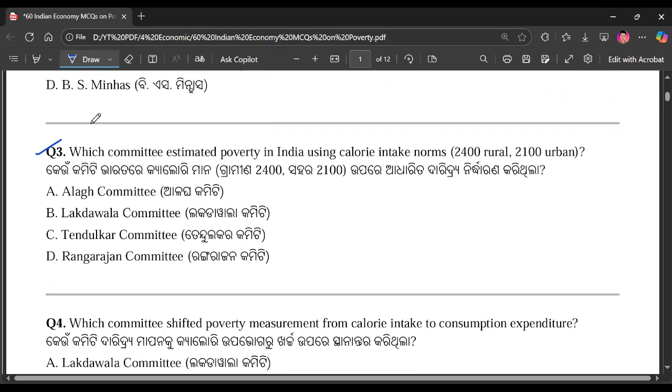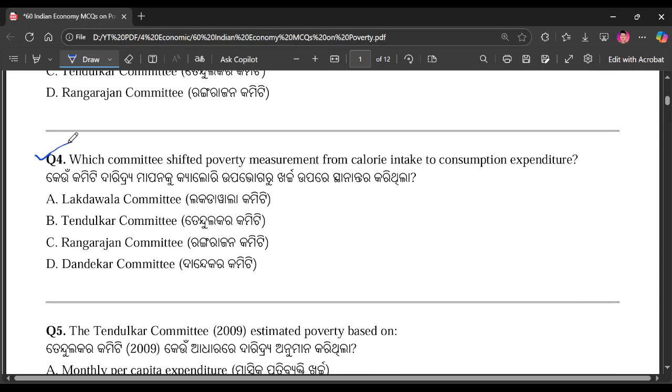Question number 3. Which committee estimated poverty in India using calorie intake norms 2400 rural and 2100 urban? Right answer is option number A. Question number 4. Which committee shifted poverty measurement from calorie intake to consumption expenditure? Right answer is option number B.